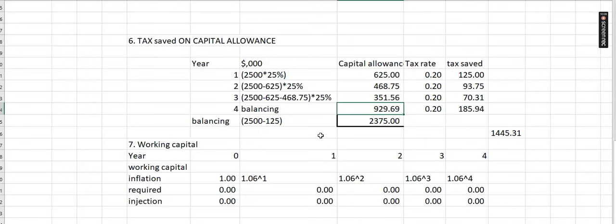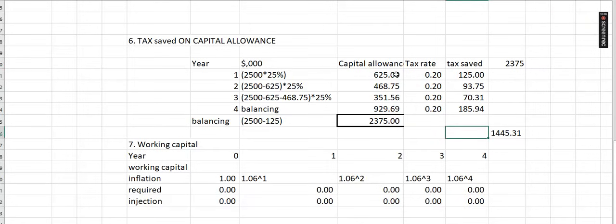So if you find this, say, okay, let me try to do it. You might have a question which will ask you straight line. So it will be 2.5 minus 125, we found that, divided by 4. So you can take that, divide by 4. So it's 593. So it means you put 593 from year 1 to 4. That's all. No balancing allowance in straight line.